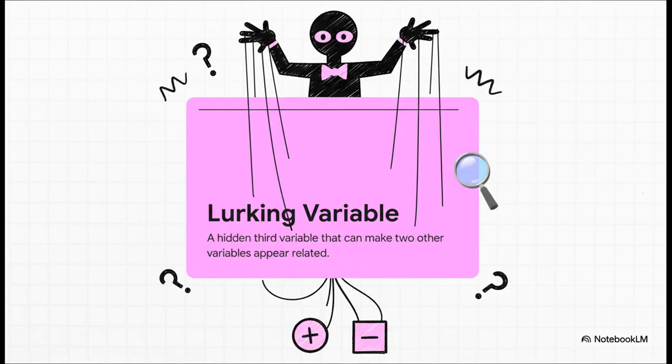First up, the lurking variable. The best way to think about this is like a hidden puppet master. It's some third variable that you're not even measuring, but it's secretly pulling the strings on the two variables you are looking at. It makes them seem connected when they might not be at all.